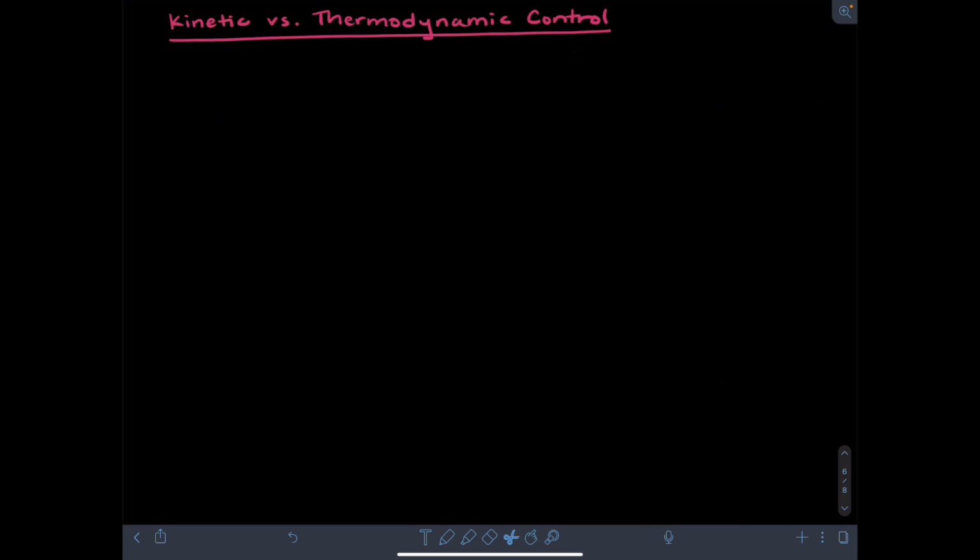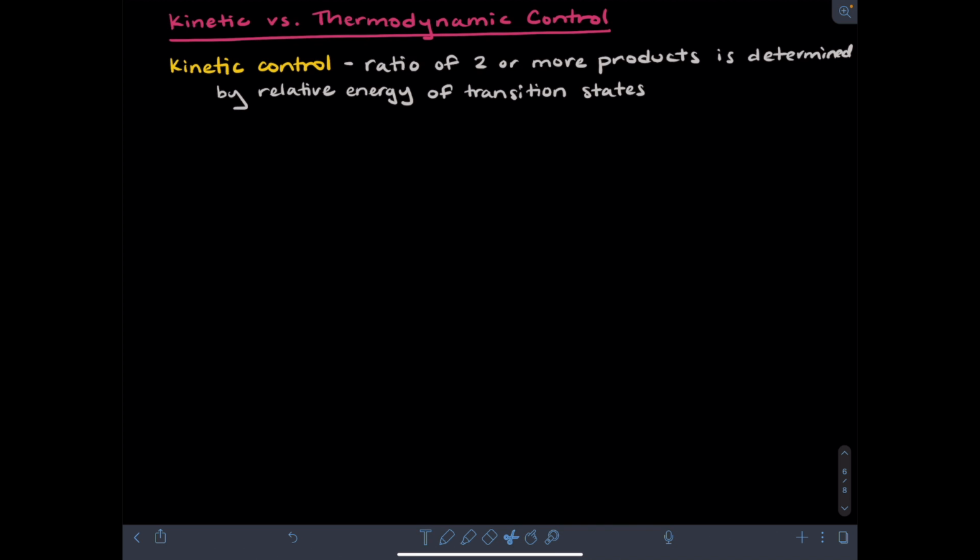The last topic for today is kinetic versus thermodynamic control in reactions. This is important when you're considering the relative amounts of two or more products that are made in a reaction. Under kinetic control, the ratio of the products is determined by the energies of the transition states, with the lower energy transition state leading to the major product under these conditions.